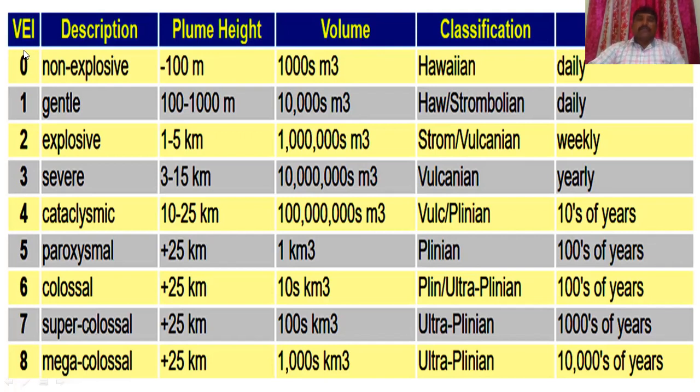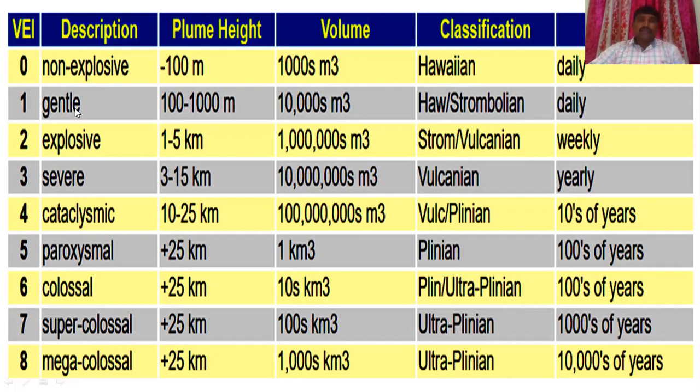If the VEI, the volcanic explosivity index, is 0, that is non-explosive, the plume may be minus 100 meters, and the volume of the lava would be around 1000 cubic meters, and it can be classified as Hawaiian type, and this occurs daily.